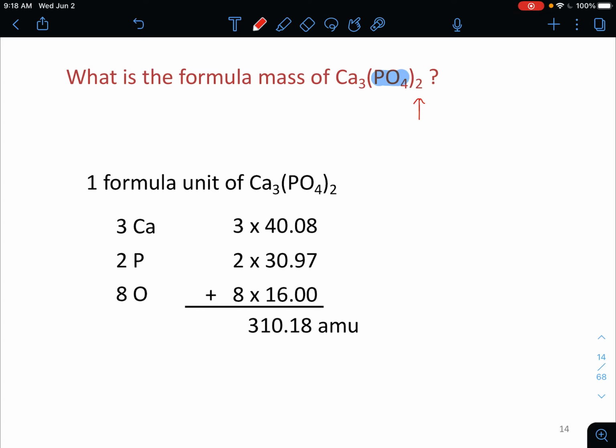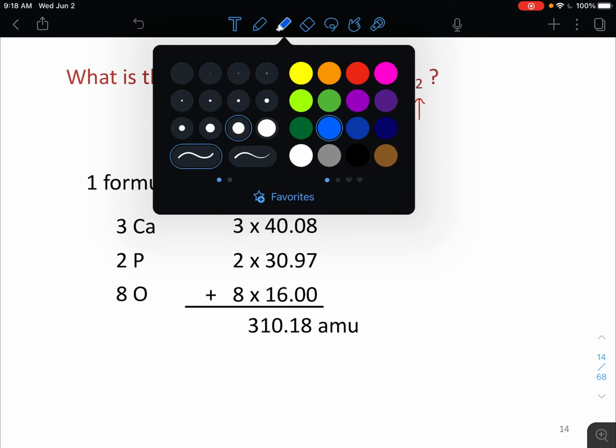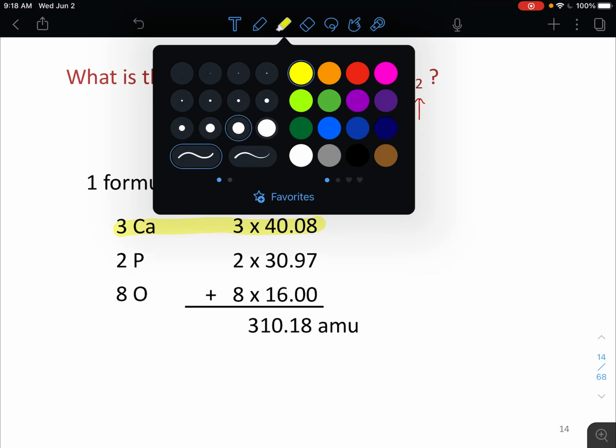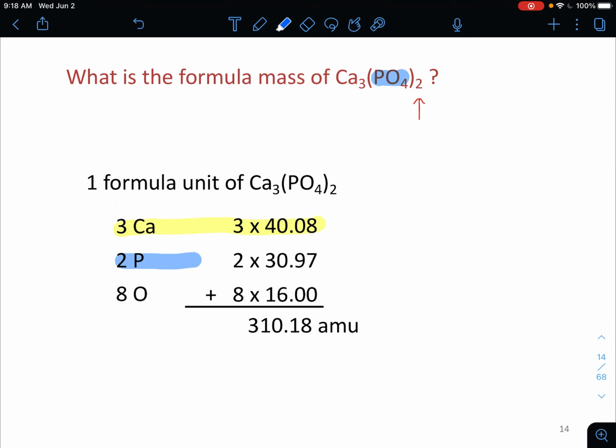So if it's PO4 in parentheses with a subscript 2, then we want to understand that that's 2 phosphorus atoms, and now 4 times 2, 8 oxygen atoms. All right, so 3 calciums, each one is 40.08. 2 phosphorus atoms, each one is 30.97. And then 8 oxygen atoms, each one is 16.00. Then we add it together and get 310.18 AMU.